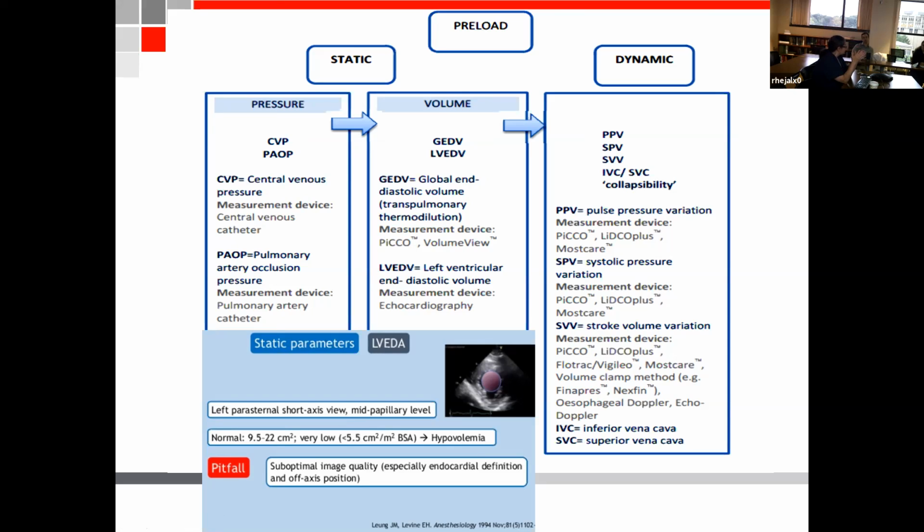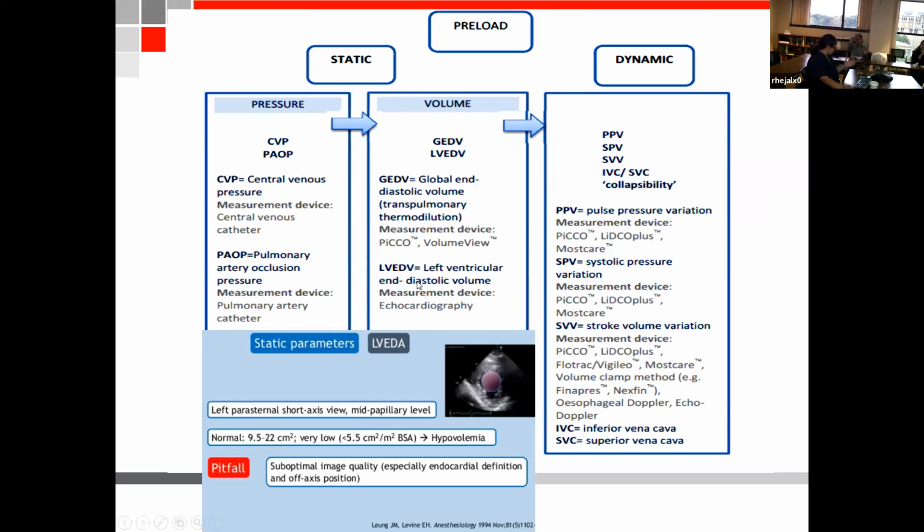But the majority of times when they are in the range of 5 to 8, you have no clue if somebody is still needing fluids or not. With the volume, you can also think about it instead of just thinking about it in a pressure format, in a volume format. Like, do I have enough end diastolic volume if I were to measure a transpulmonary volume status by a thermal dilution technique using one of the newer modalities? Or direct measurement of left ventricular end diastolic volume by echocardiography.